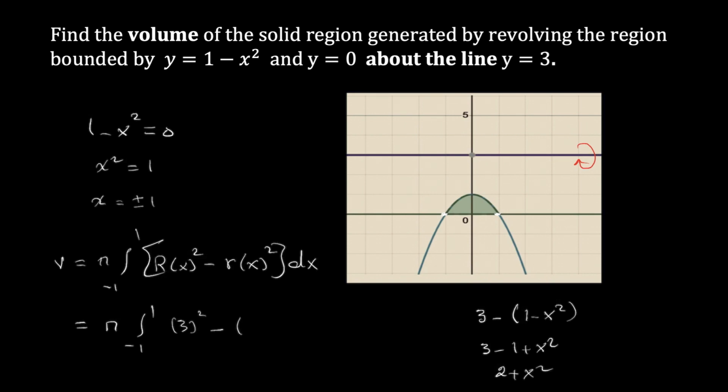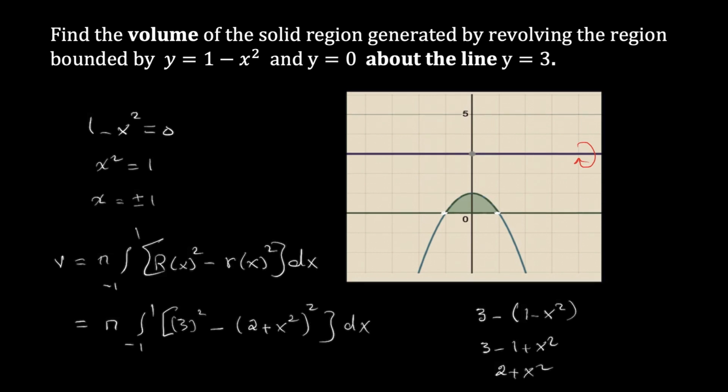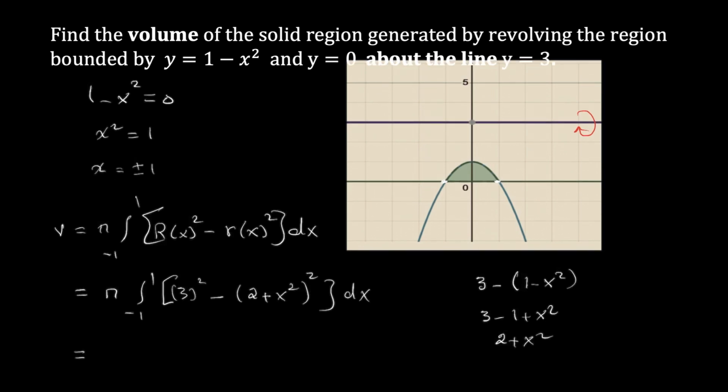We replace it here, we write it's equal to 2 plus x squared all squared dx. And then we complete the integration and we find the answer. Now, to find the answer, either we simplify the expression and we calculate the integration, or we can put it on the calculator and we find that it's equal to 104 pi over 15.